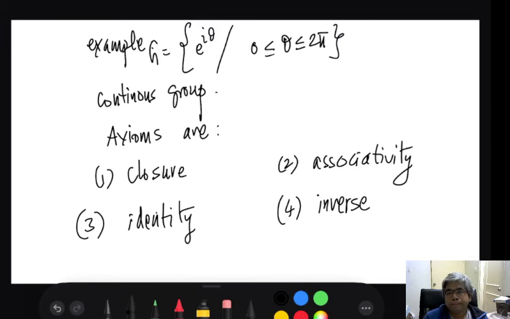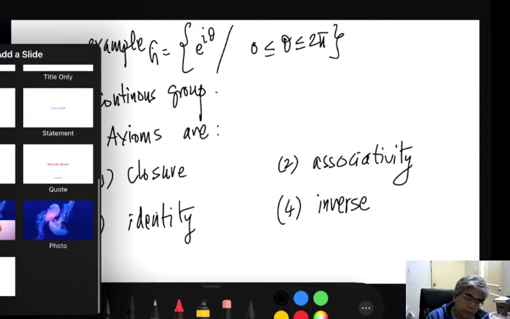These are the axioms. All the elements in the set G satisfy these axioms. So for example, closure means that A_i star A_j also belongs to G, for all A_i, A_j belonging to G.